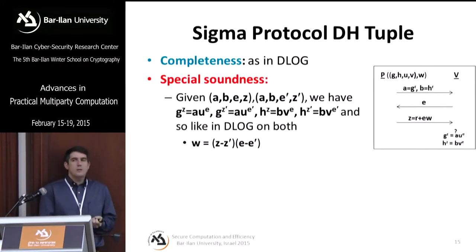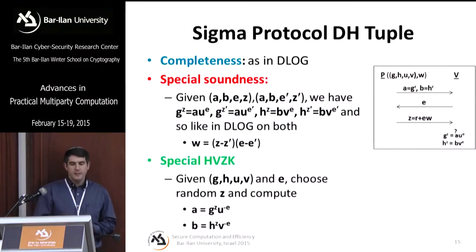And the reason why this works is very simple. We're actually just showing the same relation between G and U and H and V. It's exactly the same relation, and this means that the same W is correct for both of those values.